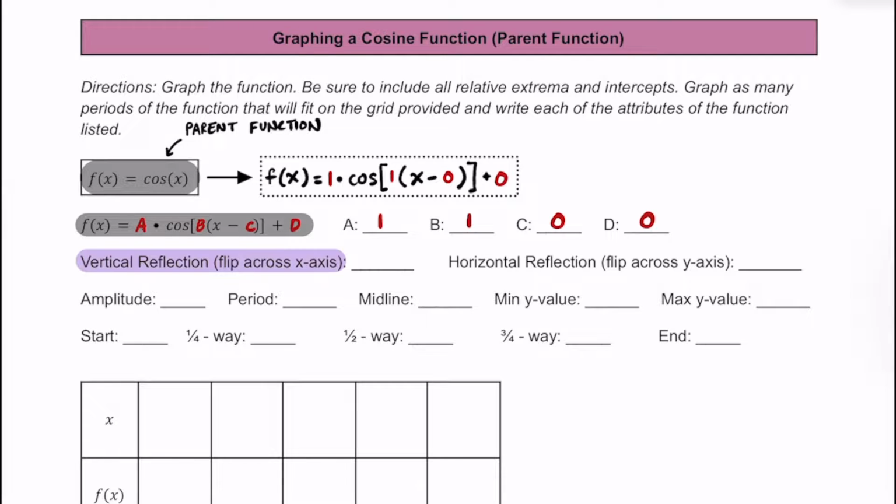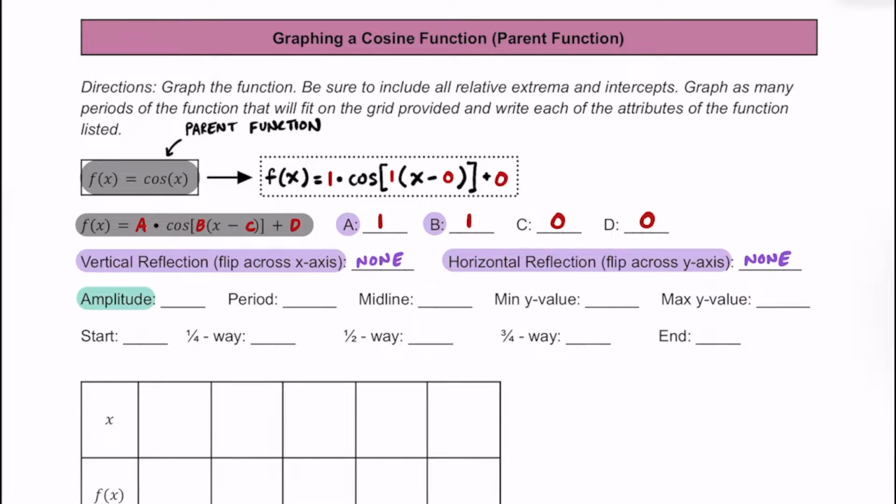Now in terms of whether there is a vertical reflection or not, that depends on the value of a. If a is a negative number, then we would have a vertical reflection, but in this case a is equal to this positive 1, so we're not going to have a vertical reflection, and that makes sense. This is the parent function. As for the horizontal reflection, that's going to be affected by the value of b. If b was a negative value, then we would have a horizontal reflection, or flip across the y-axis. Notice how b is positive here, so we're also not going to have a horizontal reflection.